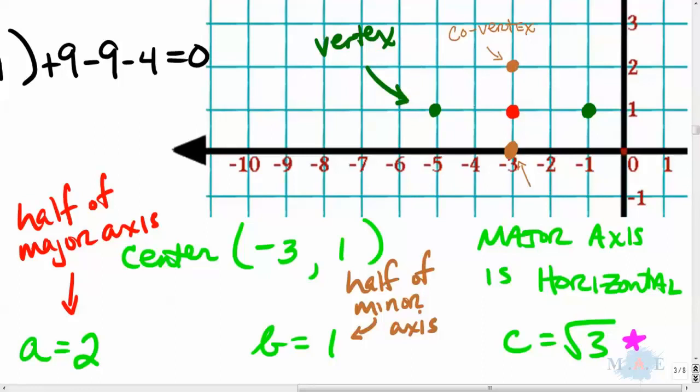Alright, so back to the foci. We're going to put them in purple, and they are going to be radical 3 units away from the center. Radical 3 units is about 1.7 or so, something like that. So I'm going to go from here, I'm going to go 1.7, so it looks like it's going to be right in here somewhere. That's our focus.